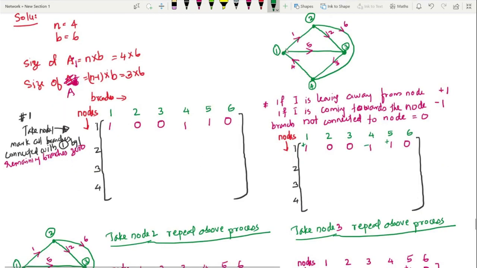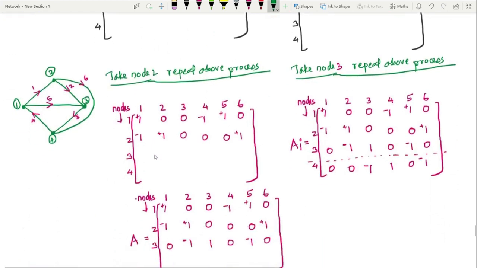So let's take node 1. What are the branches incident on this node? They are 1, 4, 5. So corresponding to 1, 4, 5, we marked 1 like this. Next, we need to identify the sign of these ones, whether positive or negative. For that, we need to monitor the current direction from this node. Branch 1 current is leaving away, branch 5 current is also leaving away. So corresponding to branches 1 and 5, these entries are positive. Then corresponding to branch 4, this current is coming towards this node, that is taken as negative. So this is corresponding to node 1.